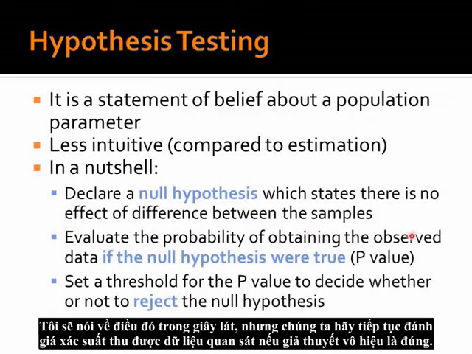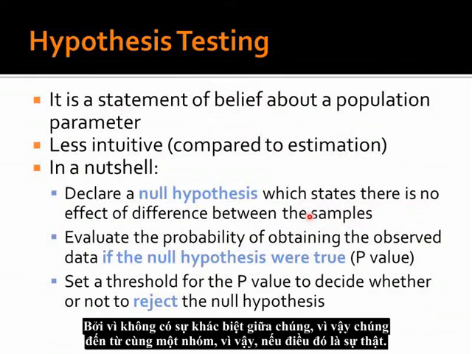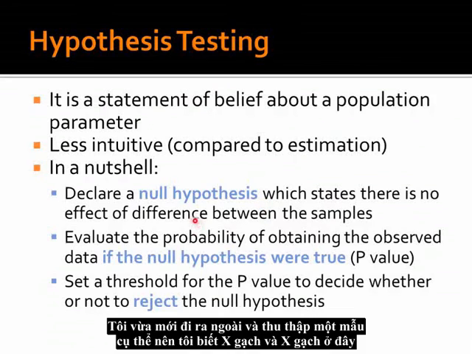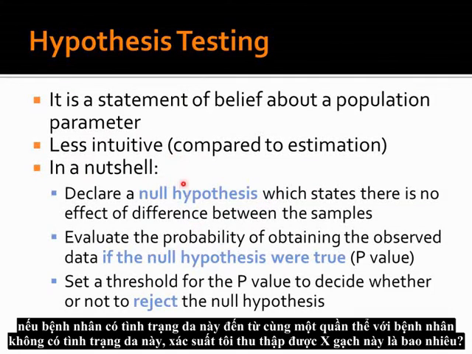Evaluate the probability of obtaining the observed data if the null hypothesis were true. This means that if the null hypothesis were true, the patients with this skin condition and the patients without the skin condition come from the same population, because there's no difference between them. So they come from the same pool. If that is true, I have just gone out and collected a particular sample, so I know an X bar here. Now, what is the probability that if my skin condition patients came from the same population as the ones without the skin condition, I would actually collect this X bar?